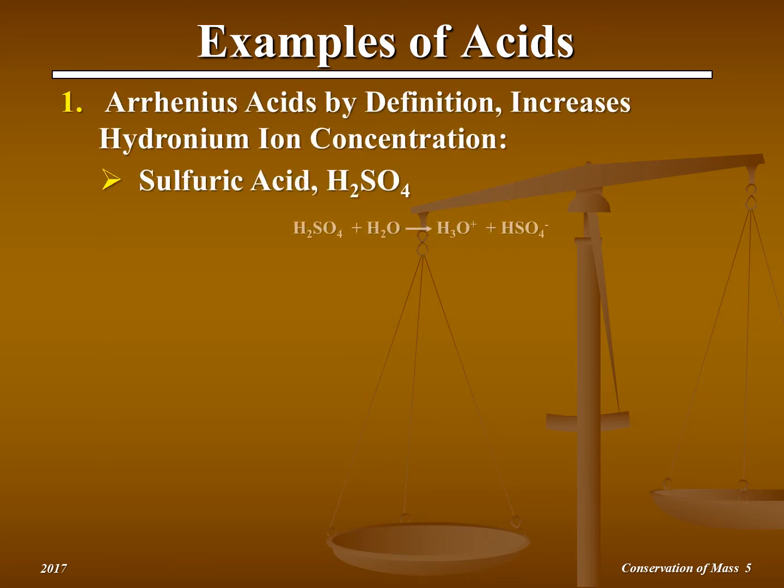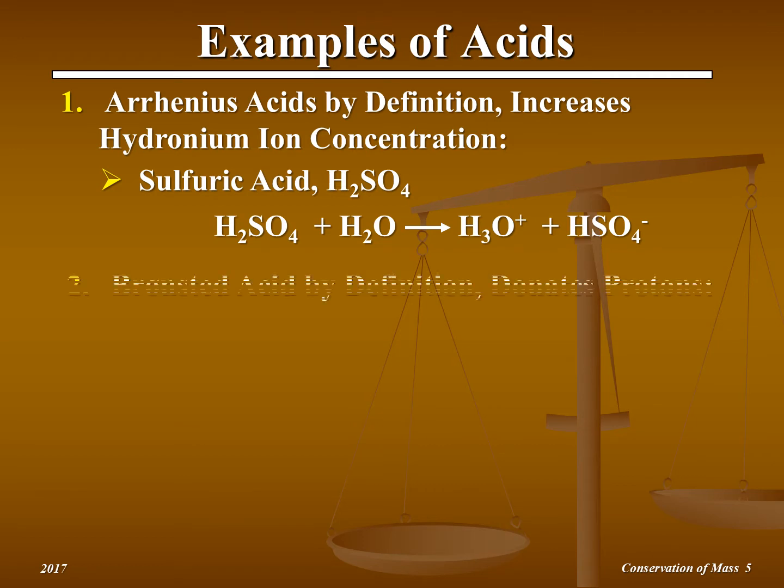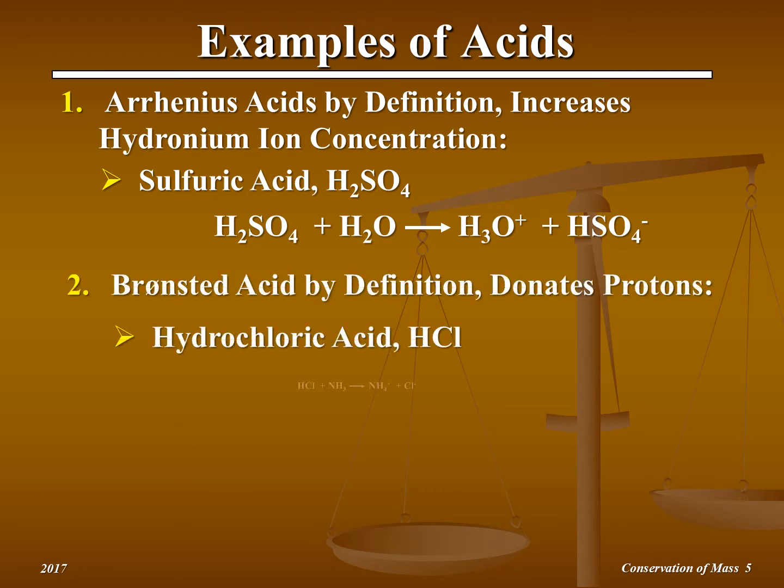An example of an acid by the Arrhenius definition is sulfuric acid. When it is dissolved in water, sulfuric acid produces a high concentration of hydronium ions, which have the formula H3O+. Hydrochloric acid is an example of an acid by the Bronsted definition because it donates protons. When it reacts with ammonia, NH3, the hydrogen becomes attached to the nitrogen atom to form the ammonium ion, designated as NH4+.